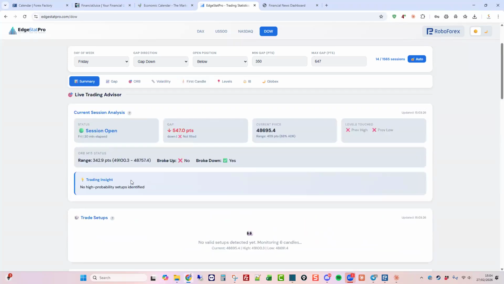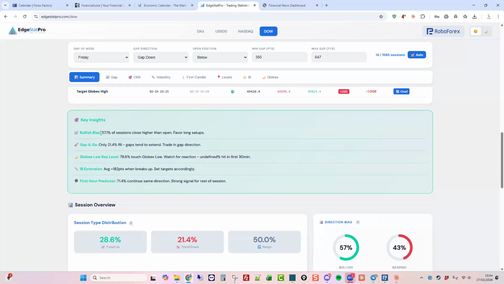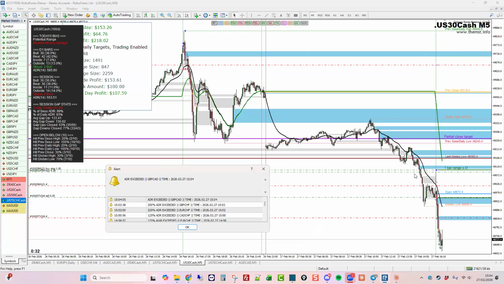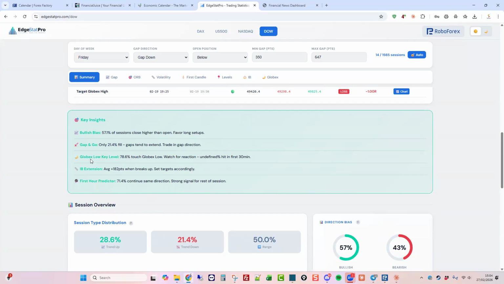It does give you, on the summary, key insights. 57% of sessions are bullish, closing higher than the open. Gap and go: only 21% of gaps fill. Gaps tend to extend on the Dow. Trade in the gap direction. Correct today. Globex low is a key level, 78% touch. We blew straight through it at the open, and it normally hits within the first 30 minutes.